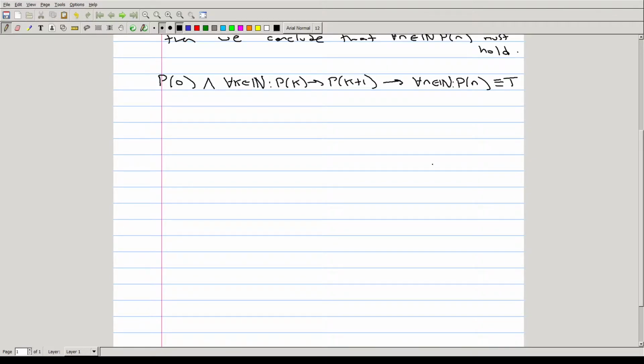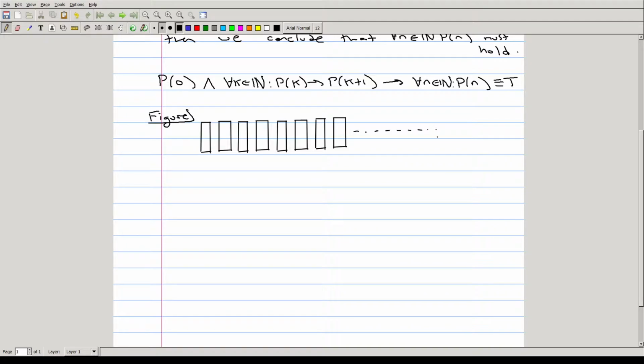And for the analogy, I'm going to think of this figure that I'm about to draw as a sort of analogy. Think of a sequence of dominoes, an infinite sequence of dominoes. And the idea here is that in an inductive proof, typically we will show the first few cases hold. So P of 0, P of 1, and P of 2, say.